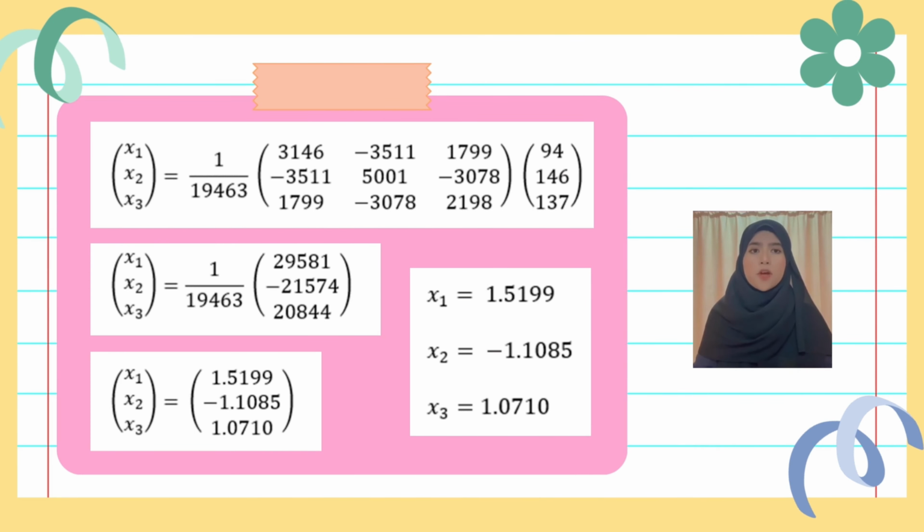For x1 we got 1.5199. For x2 we got negative 1.1085 and for x3 we got 1.0710. Alright, this is our least squares solution. That's all for me. Thank you.